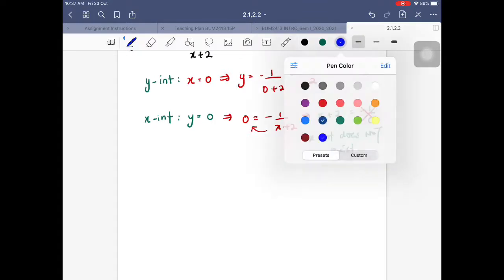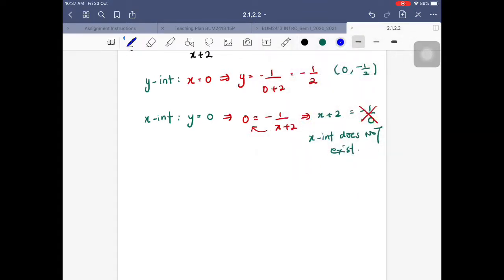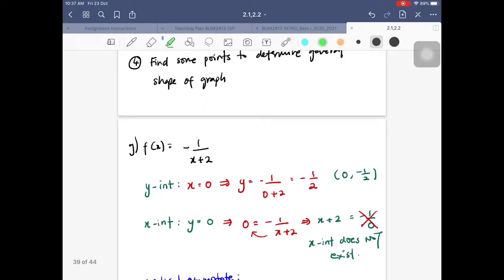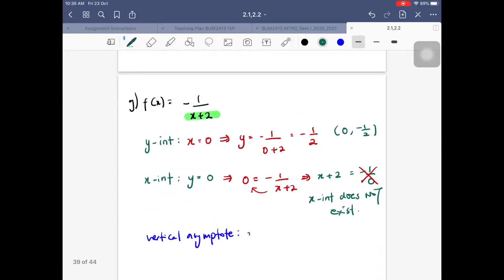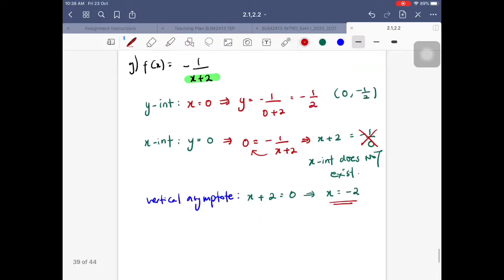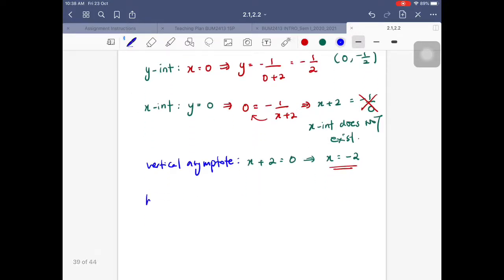Okay, so now let's move on to the other elements. We have already figured out the intercepts. Now we're going to find the vertical asymptote. How do we find the vertical asymptote? According to the notes up there, we can find it when we set the denominator equal to 0. So this is my denominator, and I'm going to set that equal to 0. So x plus 2 equals 0, so x is going to equal negative 2. So my vertical asymptote is going to be at x equals negative 2.